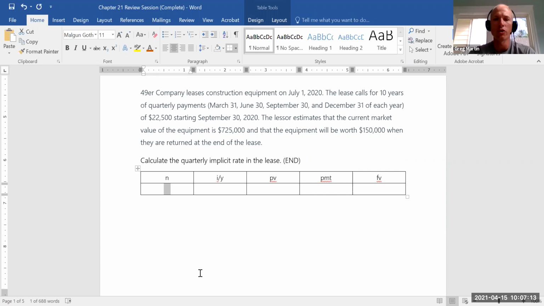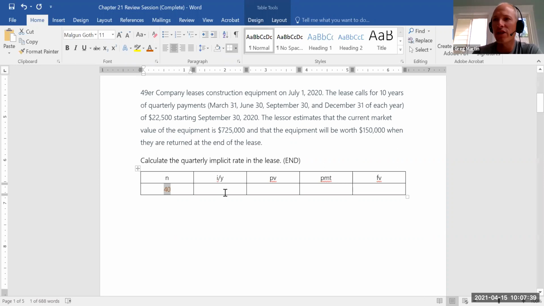Good, good, good. Yes. So it's 40. Yeah, so the answer is 40. And the reason why it's 40, of course, is because we're talking about quarters. And so there are 10 years, there are 4 quarters in each year. And so that is 40 quarters.